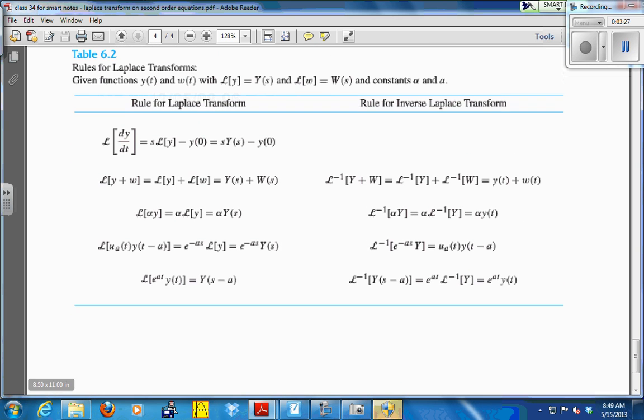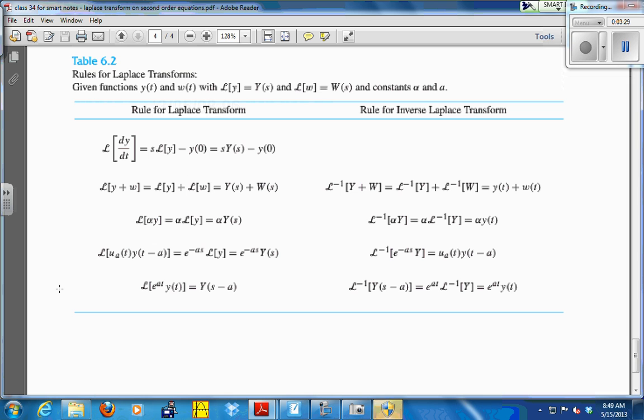Oh, yeah, that's nice. Here we go. The inverse Laplace of e to the negative as times something else is the Heaviside function times a transformation of y. Okay, good. Let's copy that down.